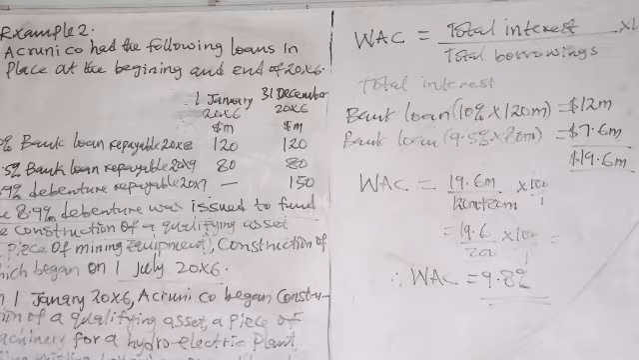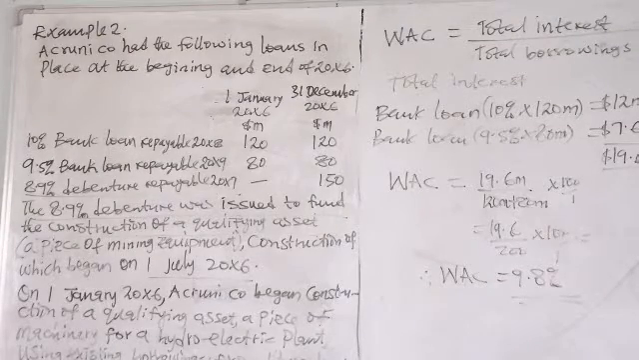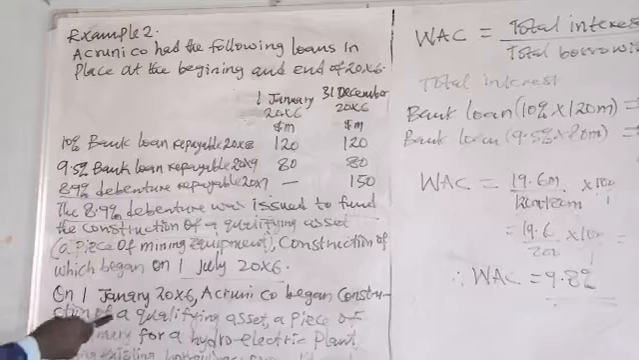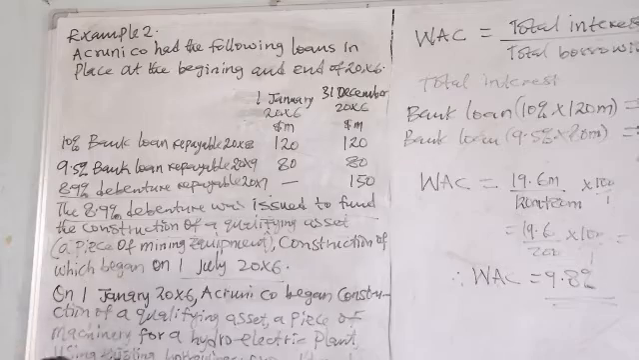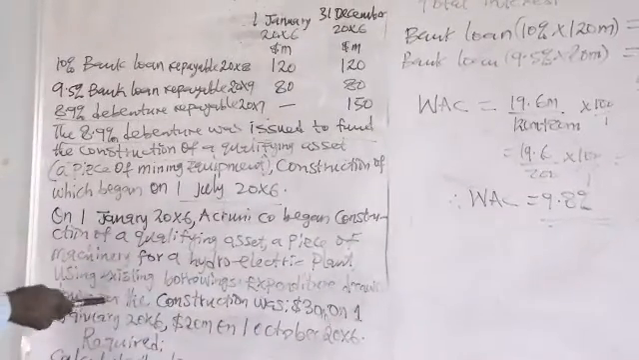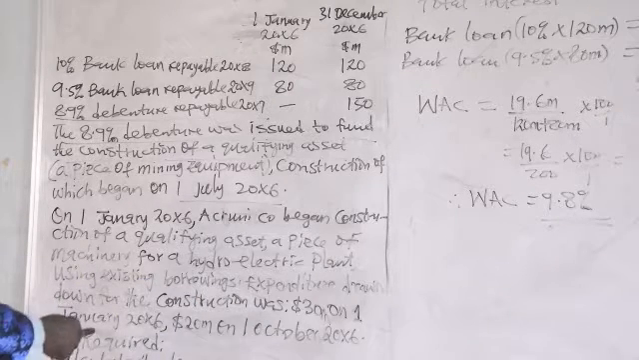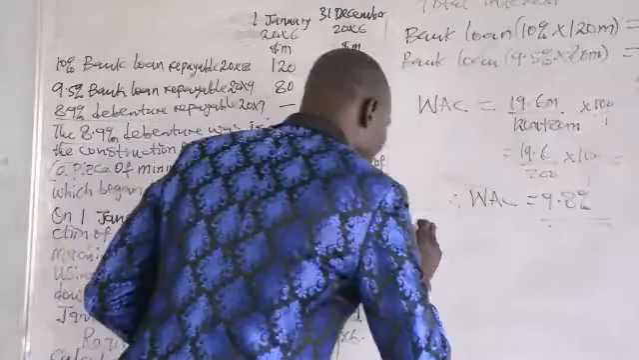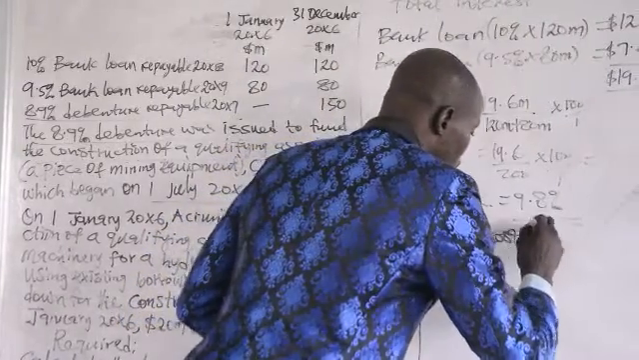Having computed the capitalization rate, the next thing is to compute the borrowing cost to be capitalized. So, on 1st of January 2006, Runico began construction of a qualifying asset, a piece of machinery for a hydroelectric plant using existing borrowings. Expenditure drawdown for the construction was 30 million on 1st of January 2006. So, borrowing costs to be capitalized.